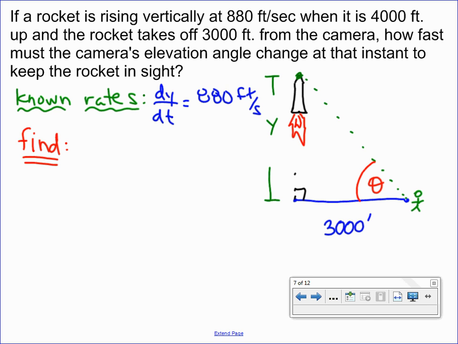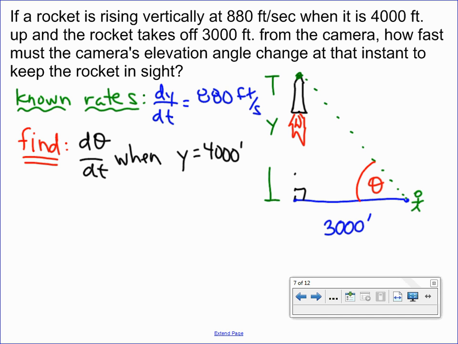Going really fast now. All right, so we're going to try to find d theta dt at the instant when y equals 4,000 feet. Okay. All right, I think we have enough. So step 3 is my favorite step. Go ahead and take a look at our related rate strategy. What's our step 3 from our related rate strategy? What do we have to do then?